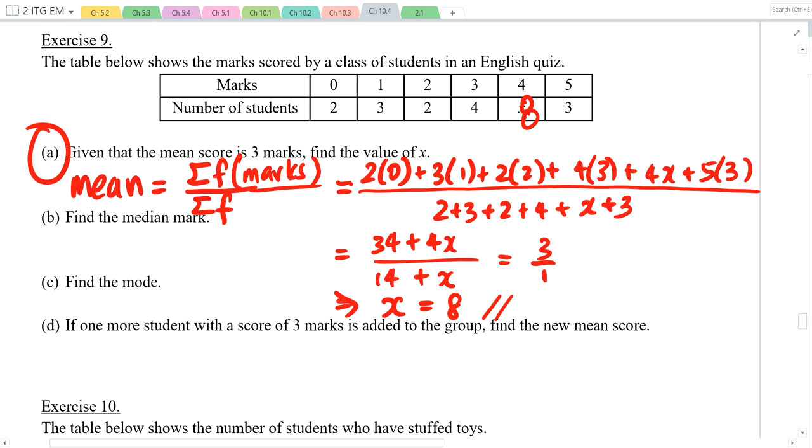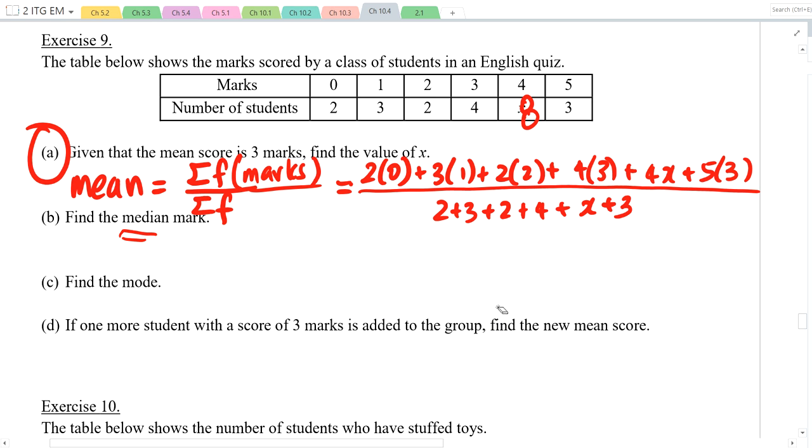Find the median mark. Every time you're asked to find median, what should you find first? Every time you want to find median, you must find the median position. Okay? Always find the median position. Do you know how to find it? Let me remove this, taking up too much of my space. Okay, so write down median position equals to, where's the median position? You know how to find it?